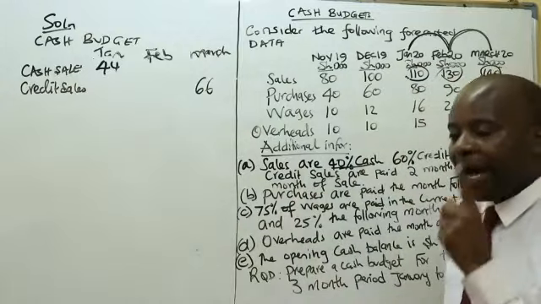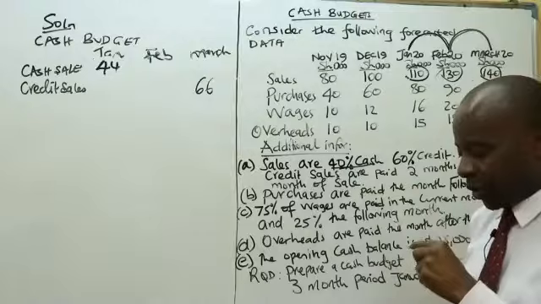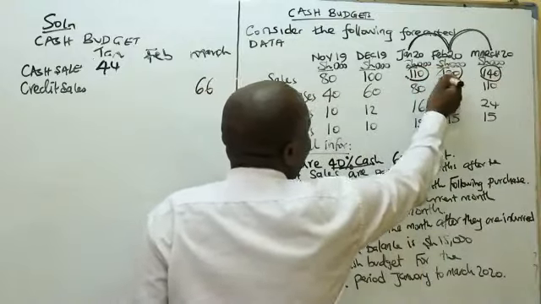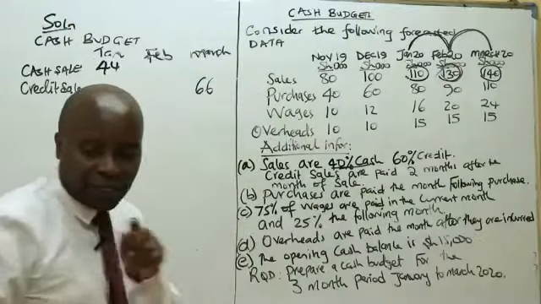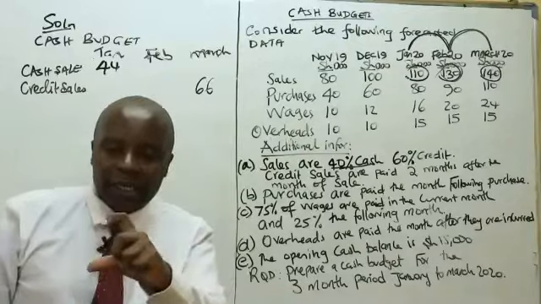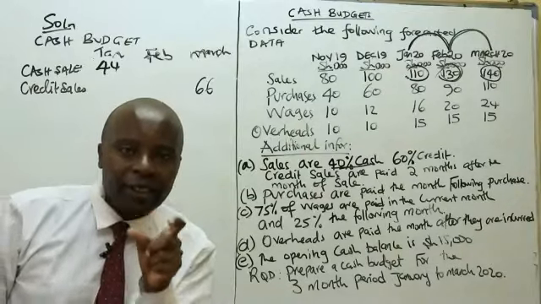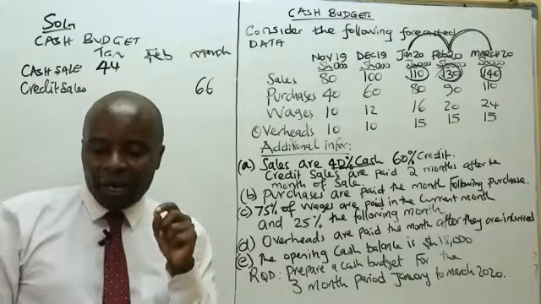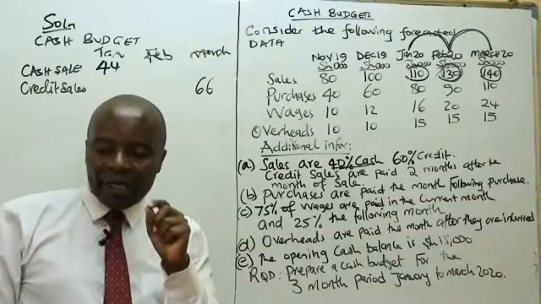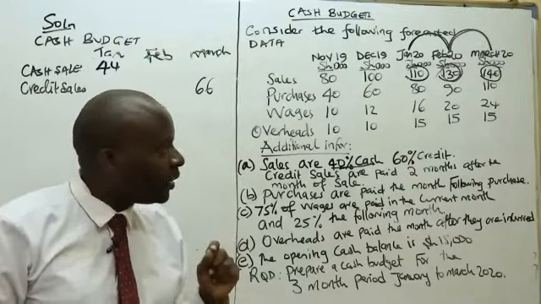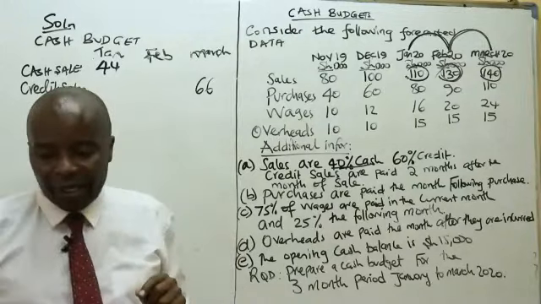Go to the next month and do the same analysis. The next month is February, and the sale was 130. I'm interested in the cash sale. 40% of 130 will give us how much here, somebody?